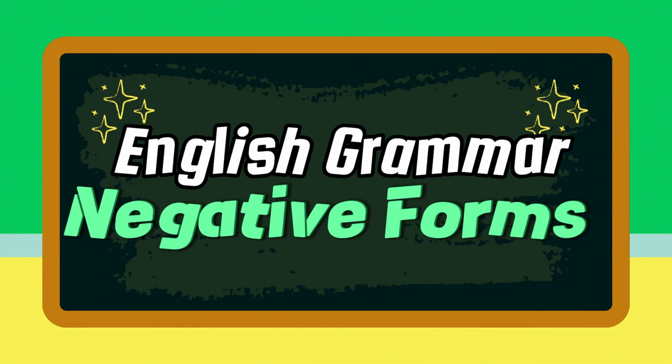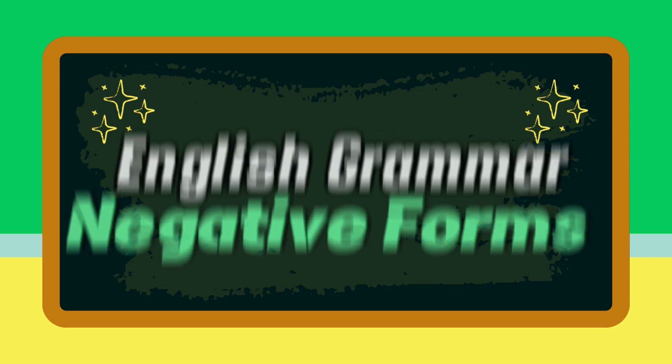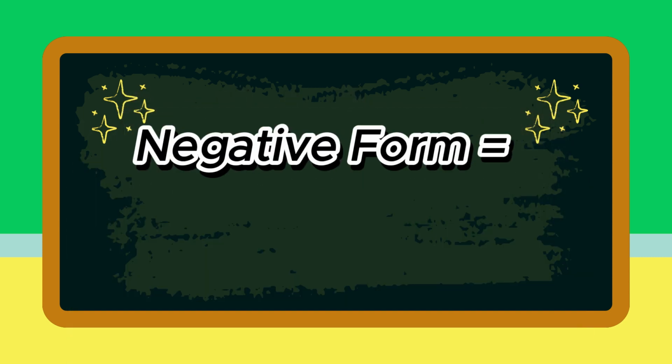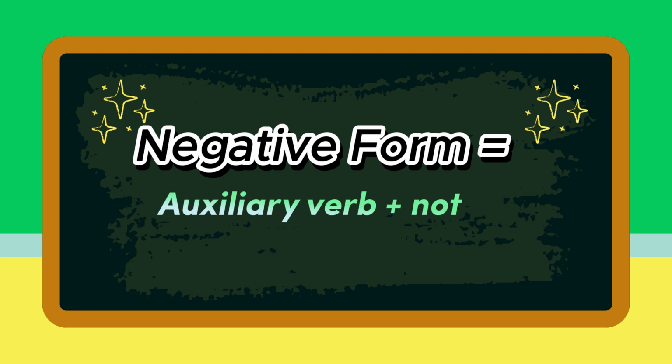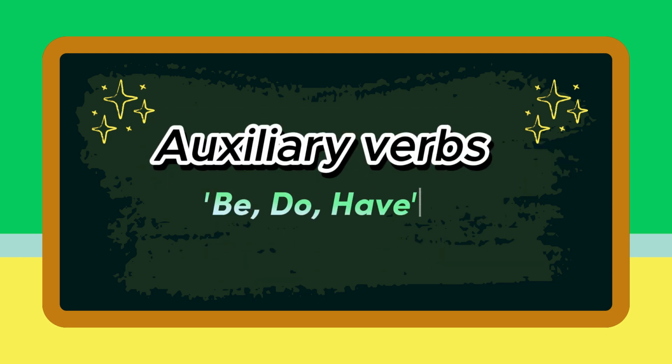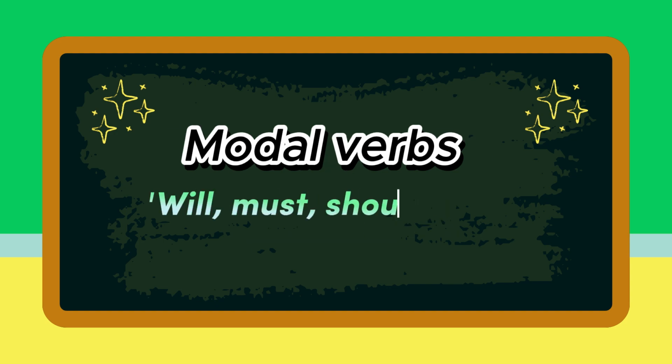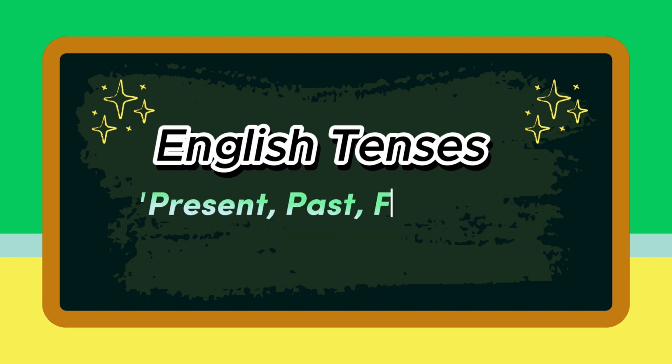How to form a negative sentence for all 12 tenses. In English, to form a negative sentence, we simply add not to the auxiliary verb or the modal verb. The specific auxiliary or modal verb used depends on the tense we are using.